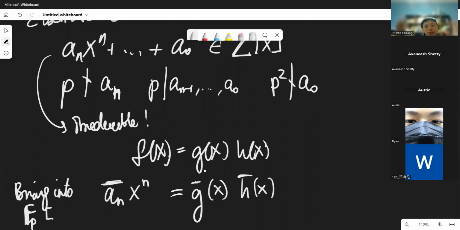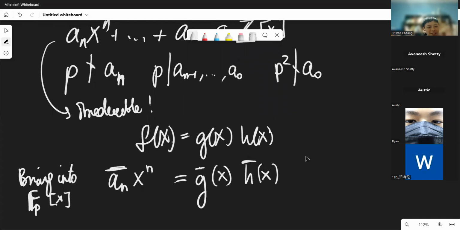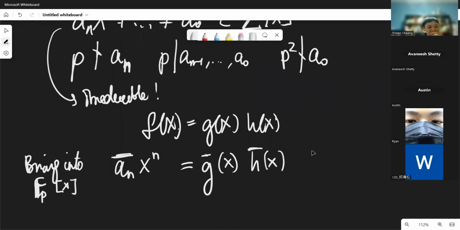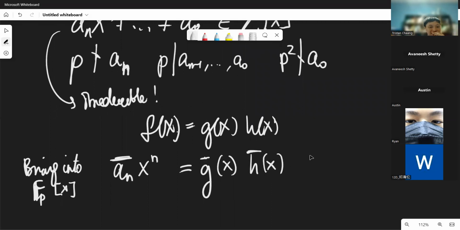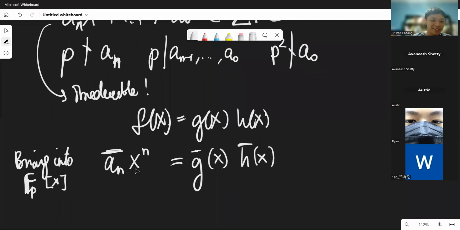The phrase "bring into" is quite vague also. There's a technical name for this in abstract algebra, but I'm resisting the urge to say it because it's a very complicated word. But if you're interested, it's called a homomorphism. Yeah, so let's say this thing is this.